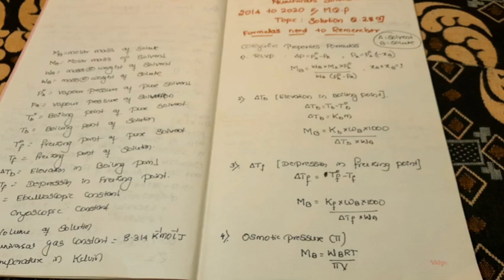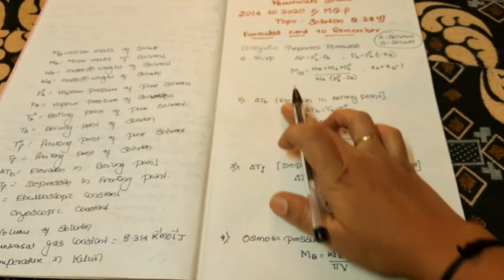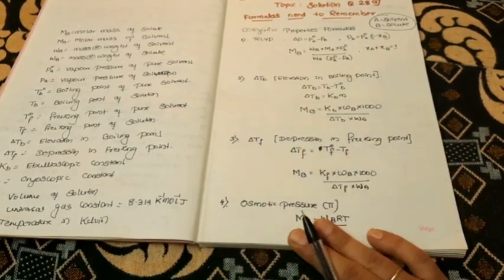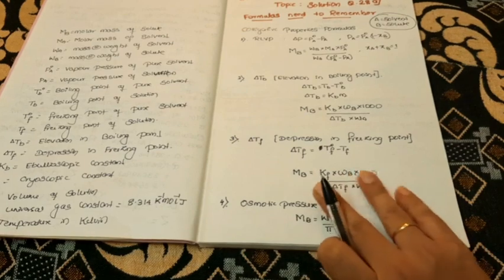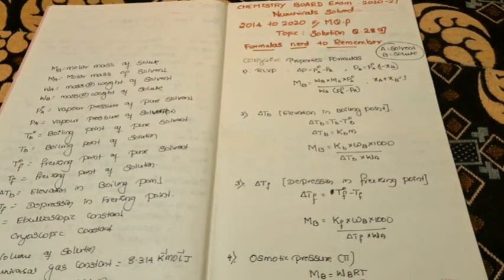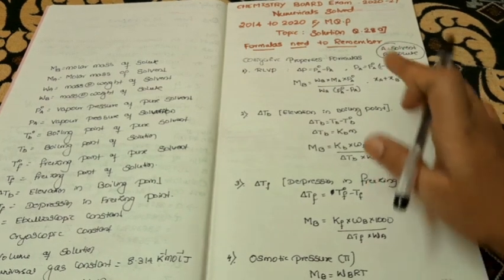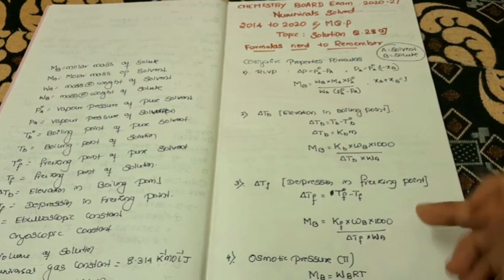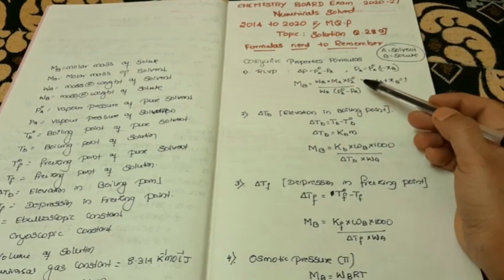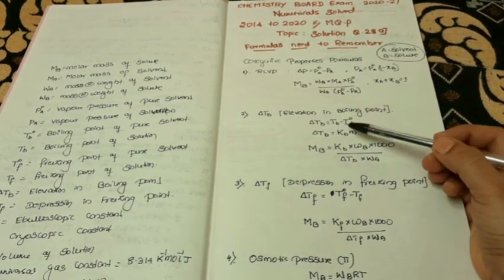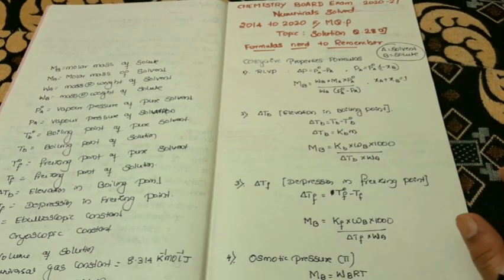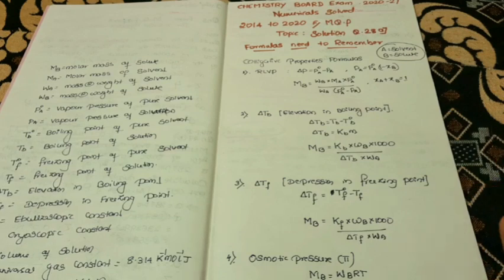That is, relative lowering of vapor pressure, elevation in boiling point, depression in freezing point, as well as the osmotic pressure. All these formulae you have to remember. One more point: in the formulae I have written, you could see A and B. You should know what is A and what is B, then only can you solve the numericals.